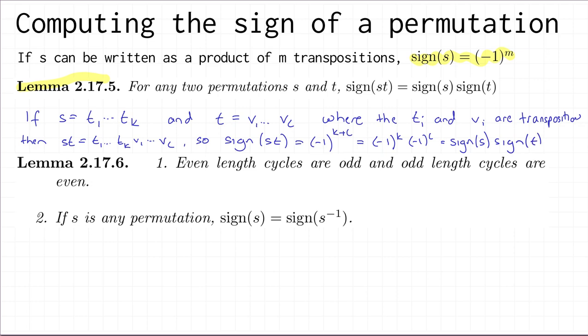Okay, so there's nothing really happening there, but it's just a nice observation that the sign of a product like this is equal to the sign of the first thing in the product times the sign of the second thing. We can even prove some more things about the sign of a permutation very easily. Firstly, that any even length cycle is odd and any odd length cycle is even. The proof for part 1 is that for any cycle, an m-cycle can be written as a product of m minus 1 transpositions.